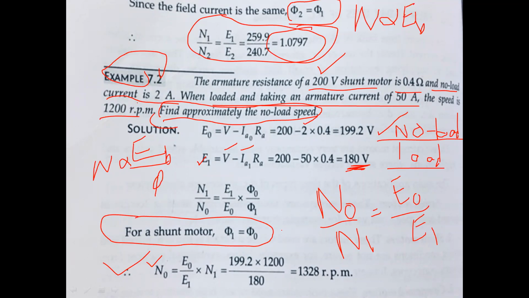In this manner, we take constant flux because the flux change is not given. There is no rheostat in the shunt field winding, and flux change is also not given.